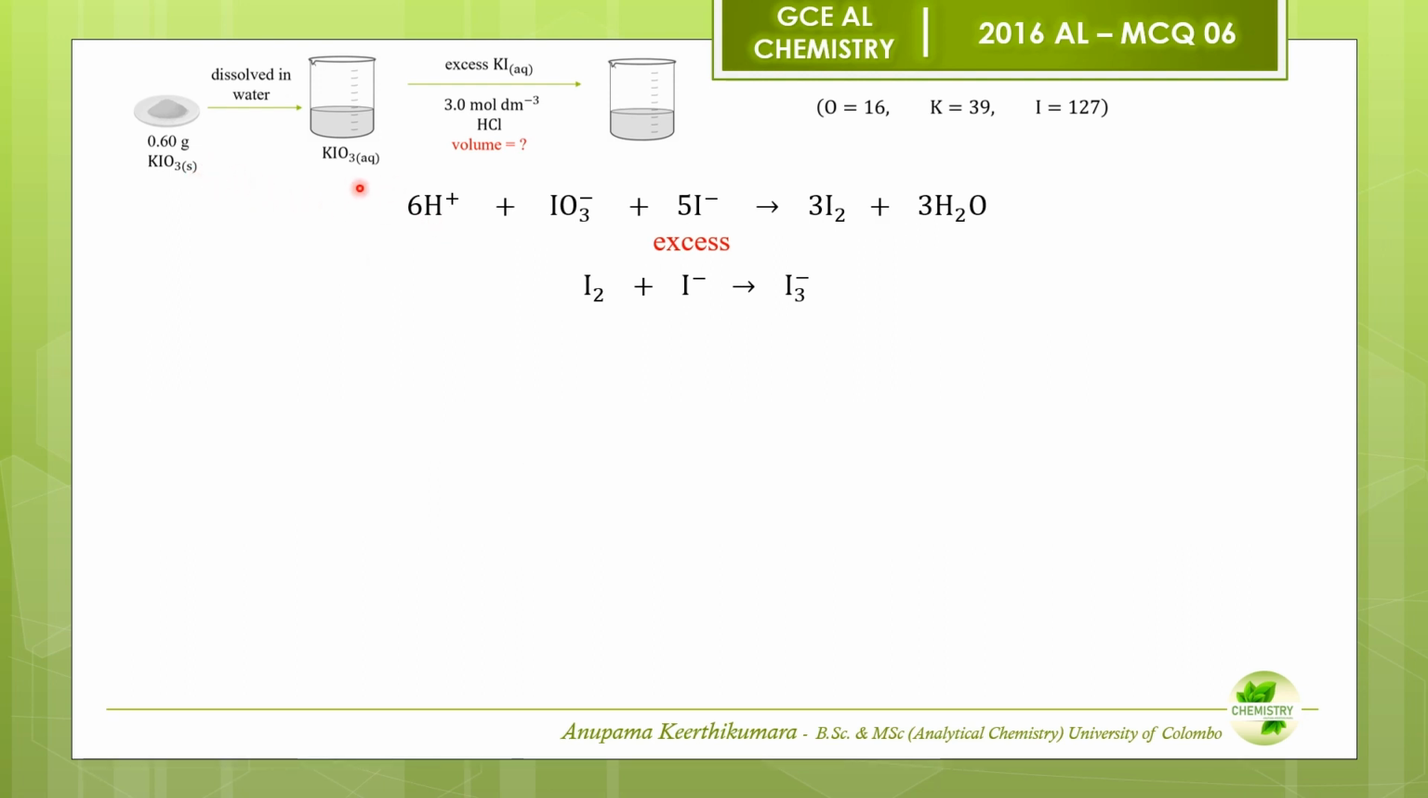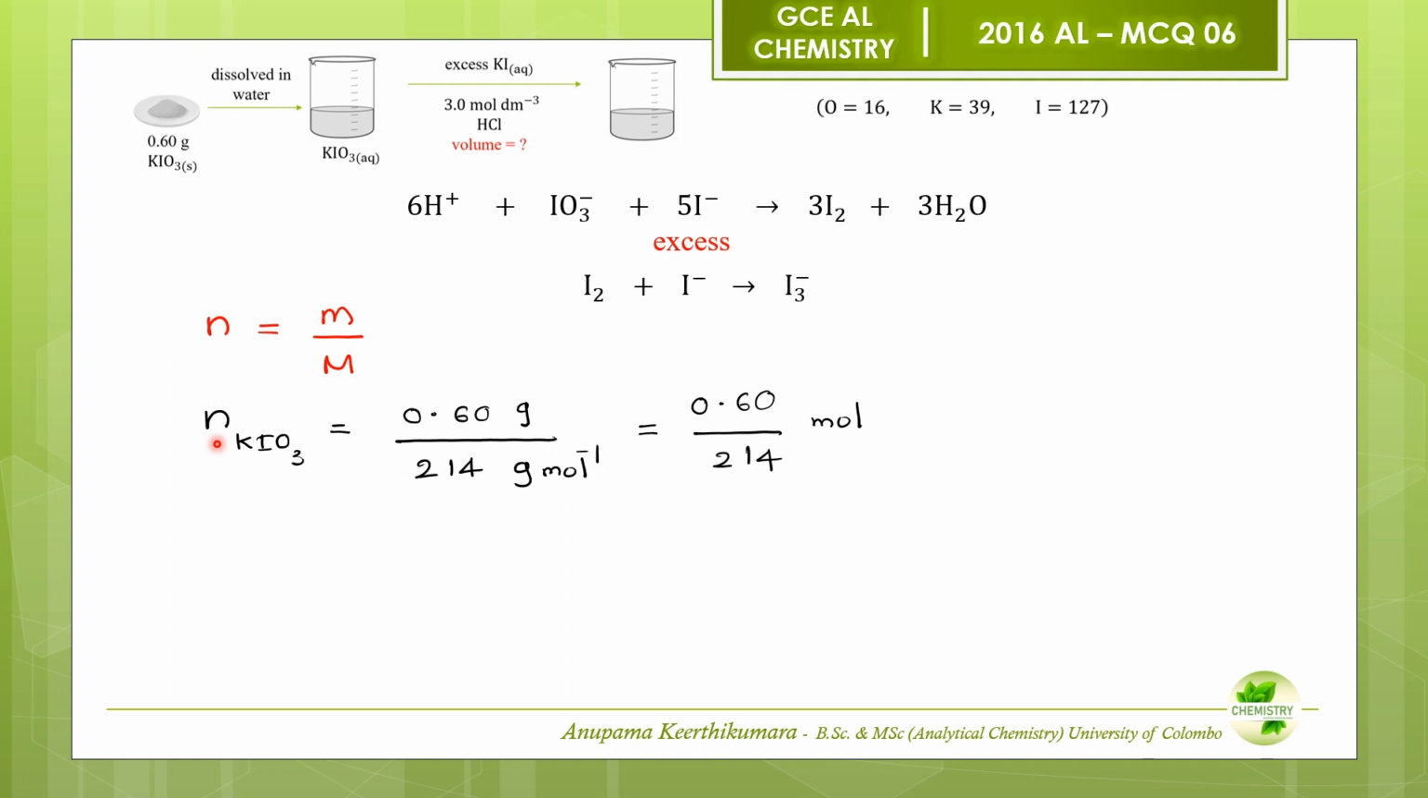First, we will calculate the number of moles of potassium iodate. The mass of potassium iodate was given and using these atomic masses, we can calculate the molar mass of potassium iodate. Number of moles of KIO3 equals mass 0.60 grams divided by the molar mass, 214 grams per mole. As this is not the final answer, we can keep this fraction. Therefore, this is the number of moles of KIO3. This is the dissociation of KIO3. Therefore, the number of moles of KIO3 is the same as the number of moles of iodate ions. Therefore, the number of moles of iodate ions equals 0.60 divided by 214 moles.